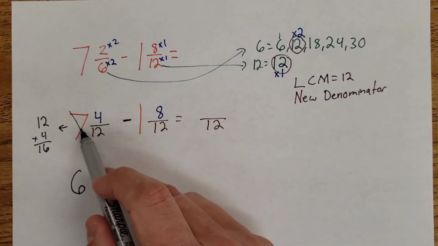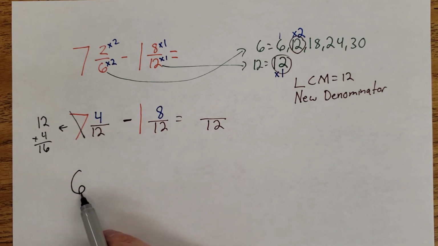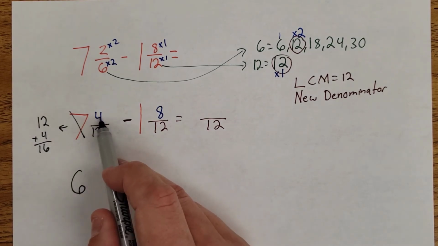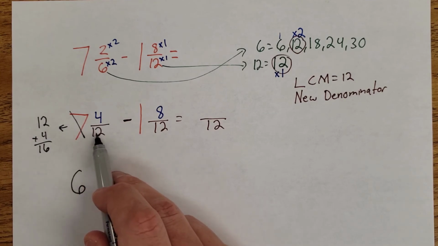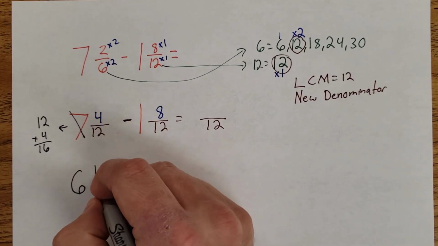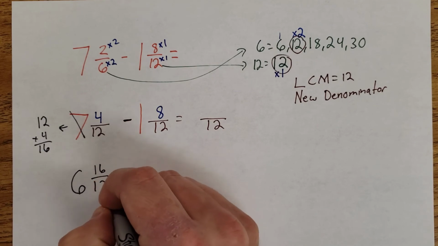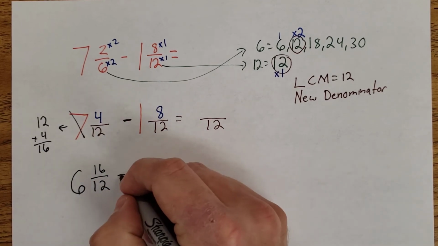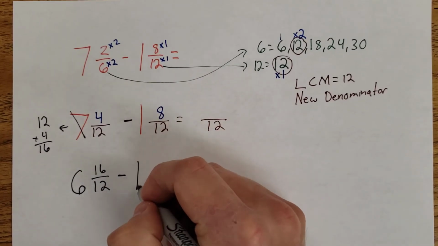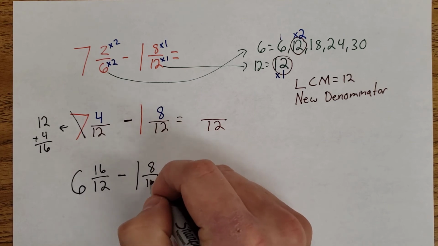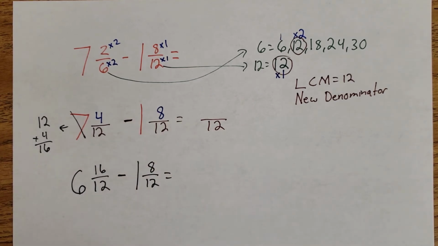So now, again, we took 1 away from our whole number, becoming 6. Where did that 1 whole go? It went into our numerator. Our 1 whole is 12 pieces. We added it to our 4, and we get 16 twelfths. Now we can bring down our second fraction. And now we can subtract.